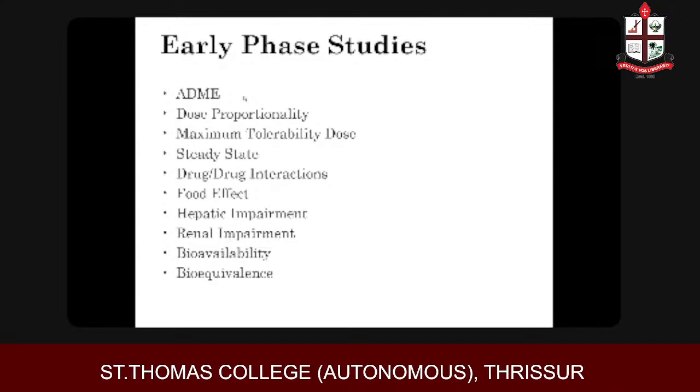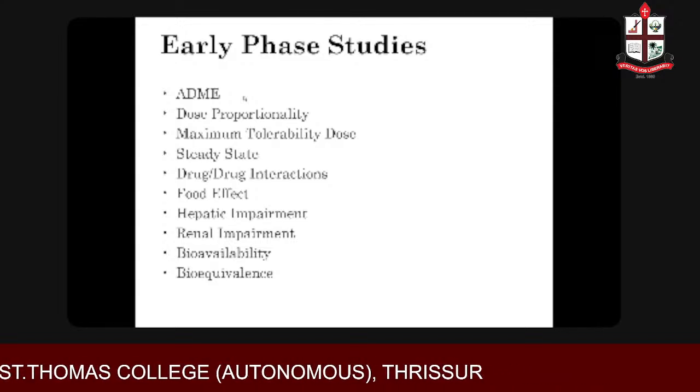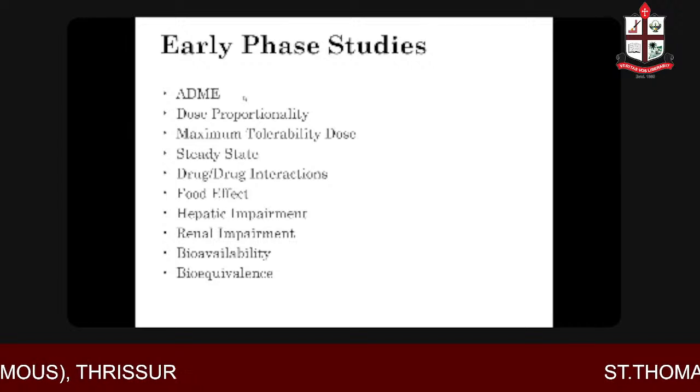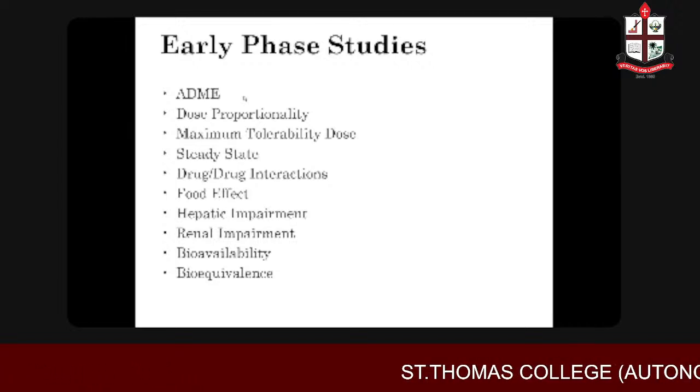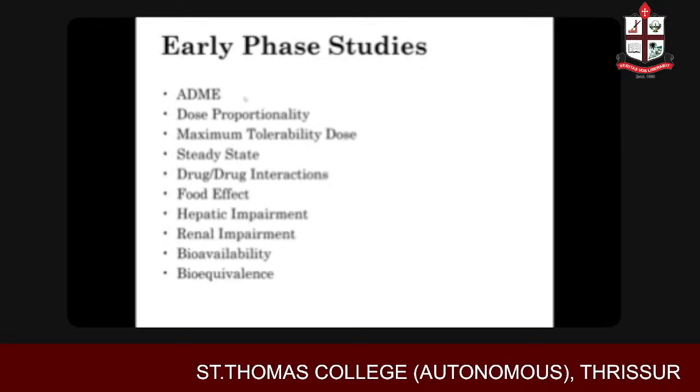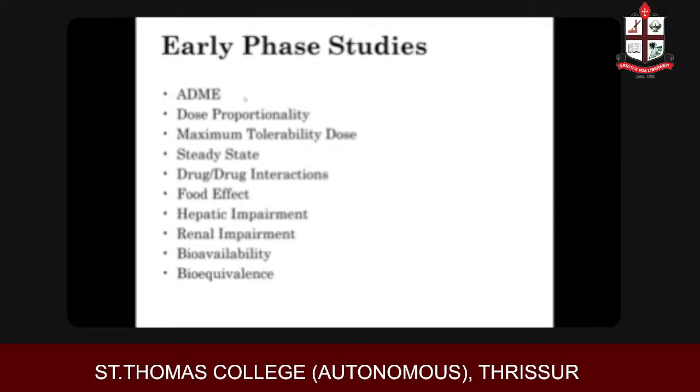Food effect, whether it should be taken before or after food. Hepatic impairment, as I told before, based on the liver function, how the drug concentration is impacted. Renal, kidney function, how it is impacting. I will be explaining what bioavailability and bioequivalence are later. I have given an example for this also.